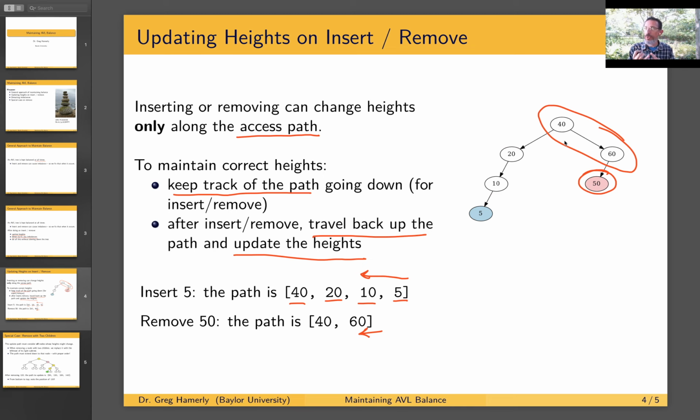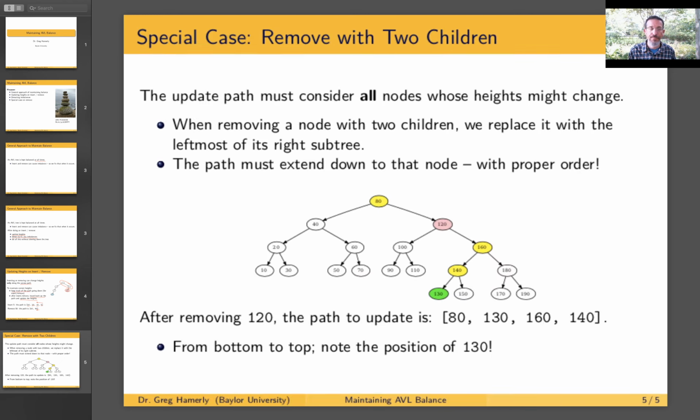Whenever you do an insert or remove, you build this path, which you can think of as a stack, going down the tree, and then to get back up that path, you just pop up that path, all the nodes that you encountered, in order to update their heights and look for imbalance, and fix them as you see them.